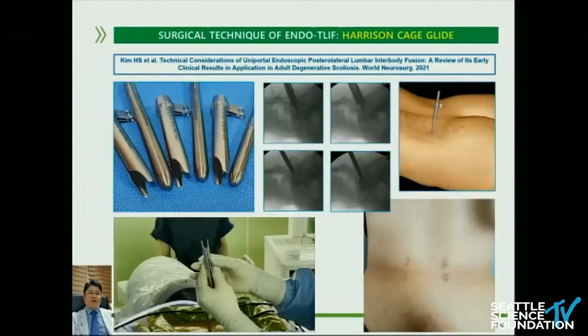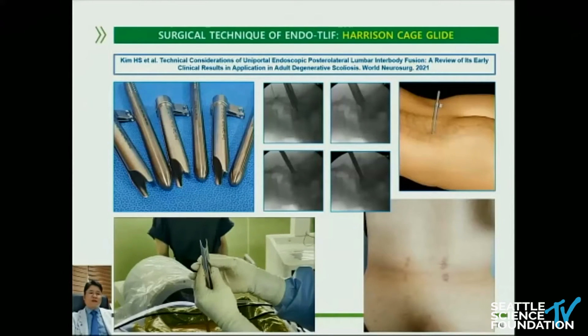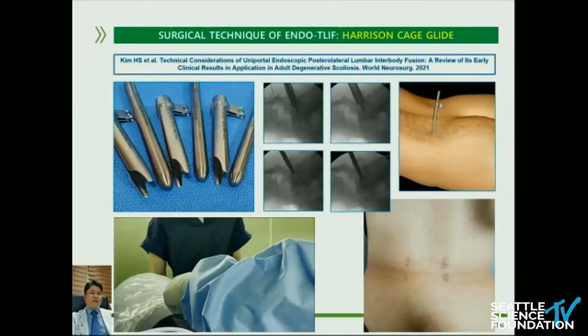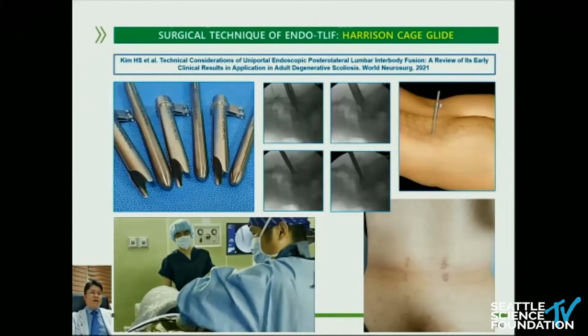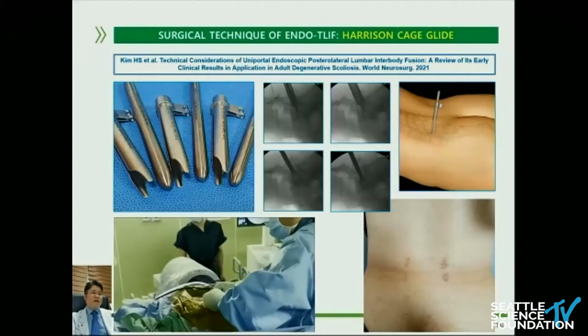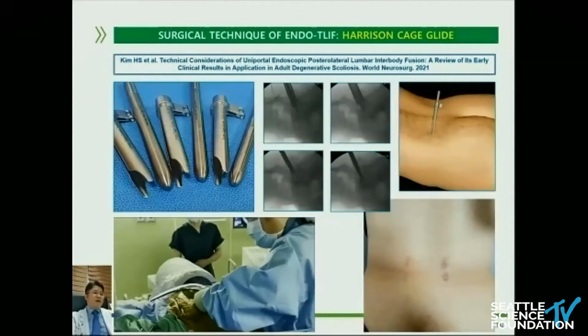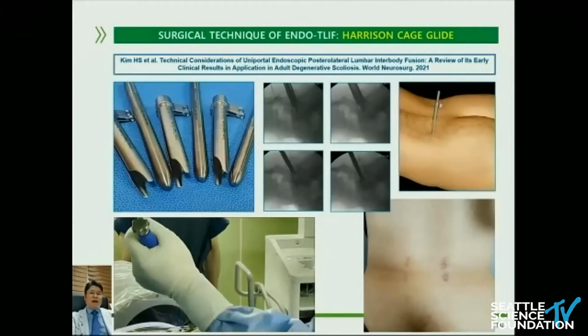The next process is inserting the cage, and this can be done effectively and safely using the Harrison cage glider that has bilateral nerve root protection that I developed.